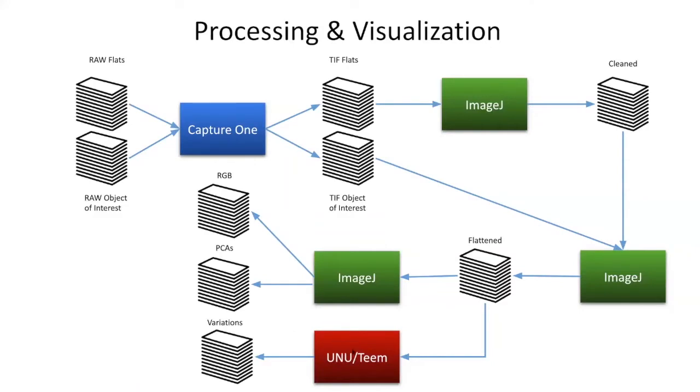So the idea is not just get to this flattened stage automatically, but also get to the RGB stage, generate an accurate color image from your multispectral image stack, and also generate your PCAs automatically, generate other variations, other visualizations automatically using any other custom process, just having to shoot the flats and your scene, and then automatically go through this entire process without hands-on user intervention.